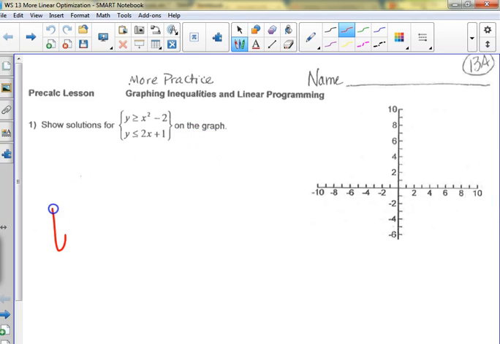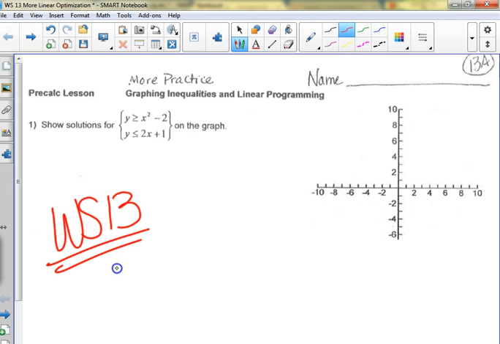All right, guys. This is worksheet 13, and we are on day 2, more practice on linear programming / optimization, section 6.5. Trying to make sure we're ready for the quiz. And we'll probably do some other review stuff today. Okay.